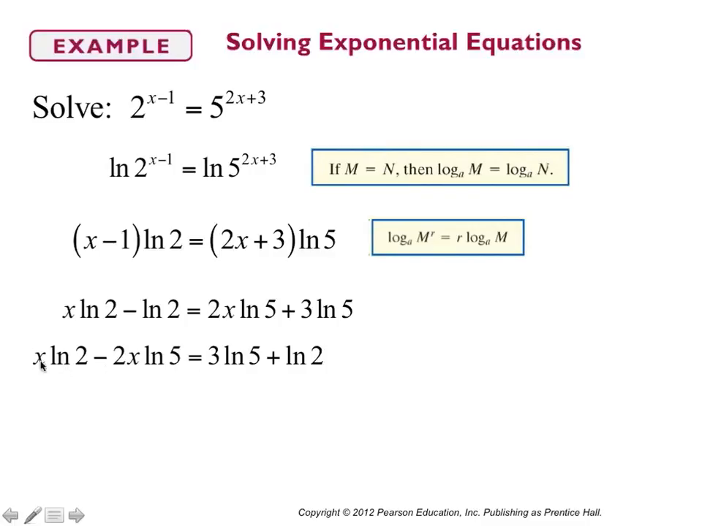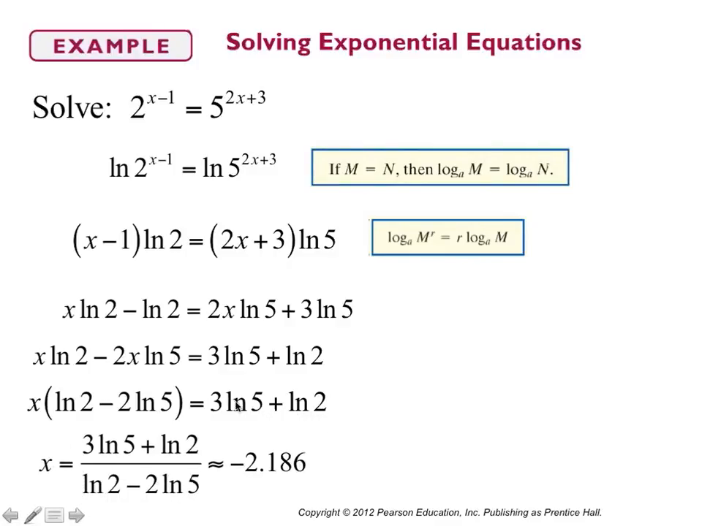You'll notice that everything on the left is attached to an x, and everything on the right is not attached to an x, which is exactly what you want to have happen, because then on the left-hand side you can actually take out an x. So if you factor out an x, you're left with x times ln of 2 minus 2 ln 5 equals 3 ln 5 plus ln 2, and then we just divide. So we get x equals 3 ln of 5 plus ln of 2 over ln of 2 minus 2 ln 5, which obviously does not look very nice, but that gives you an exact solution of negative 2.186.